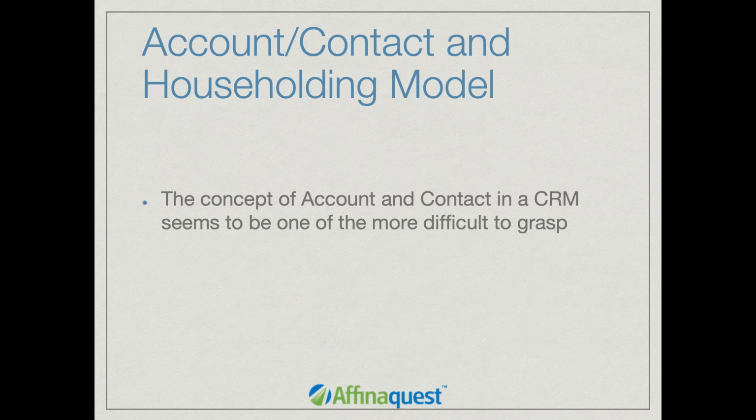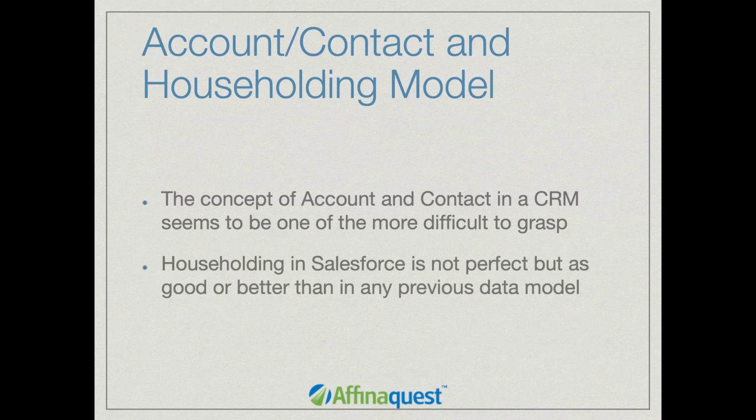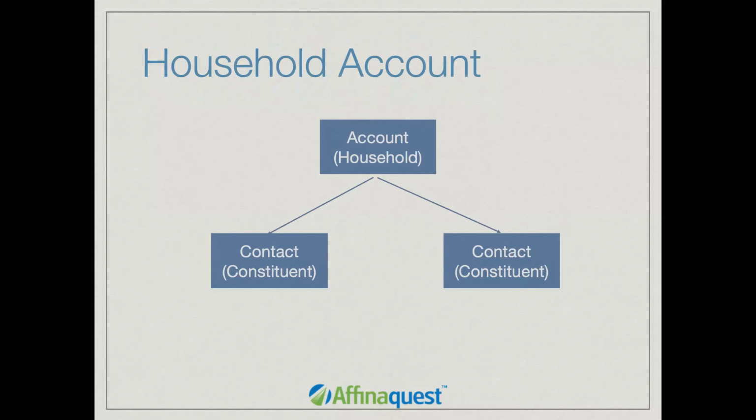But it turns out that it really isn't a bad way to do it. We don't think it's a perfect model, but we think it's as good or better really than anything else we have built. It essentially looks like this. This is what you all are used to doing. An account with constituents associated with it.